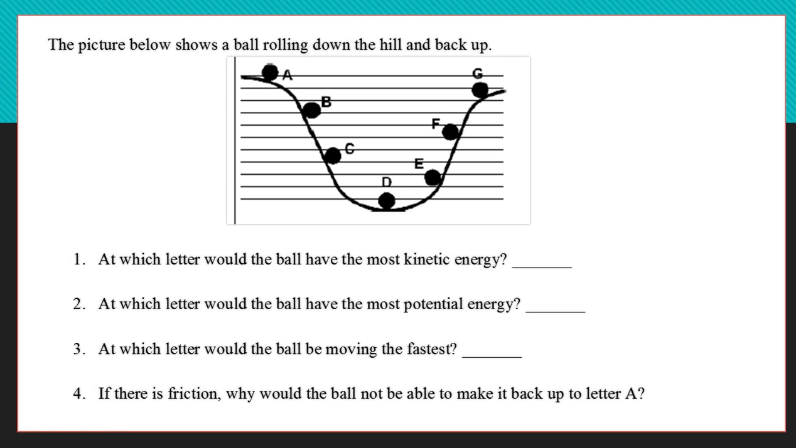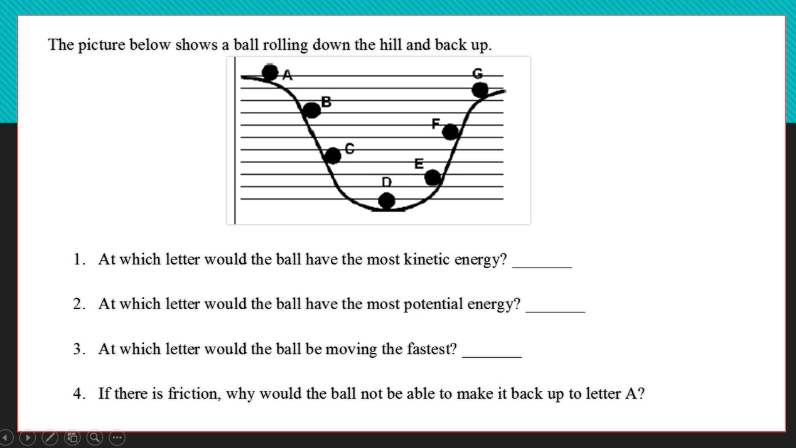Okay, so remember, from A to D to G, the total energy of this system is not changing. But at A, the height is high, and so the potential energy is high. A is slightly higher than G, if you look carefully. A is on this line while G is on this line. So the height is higher at A.